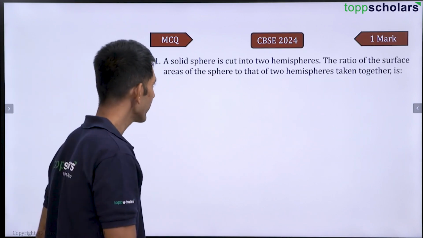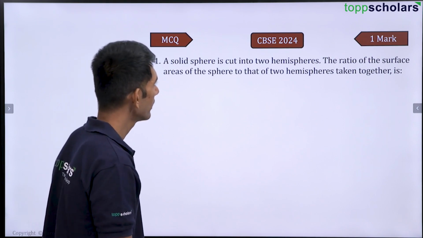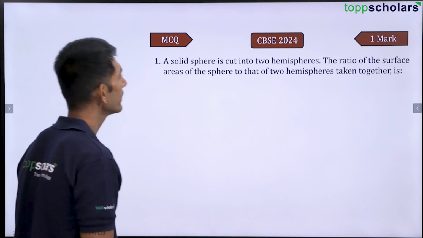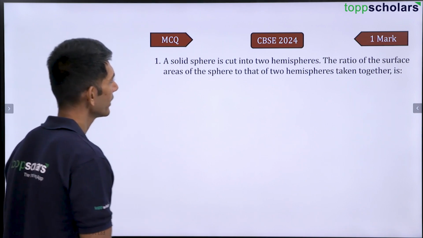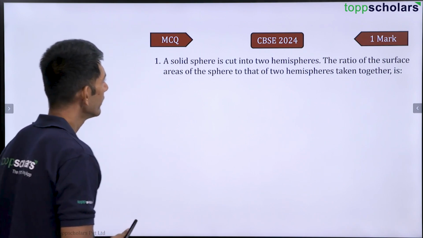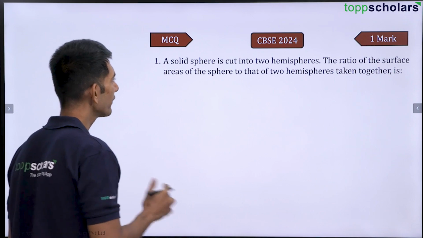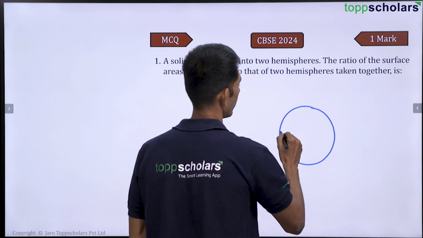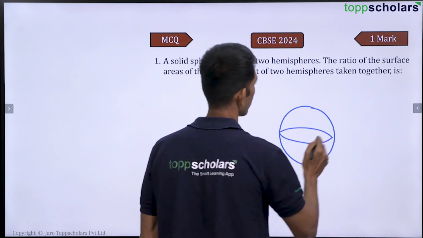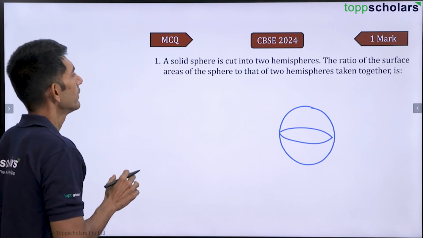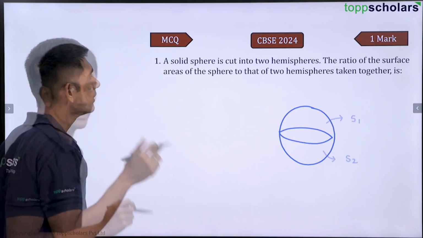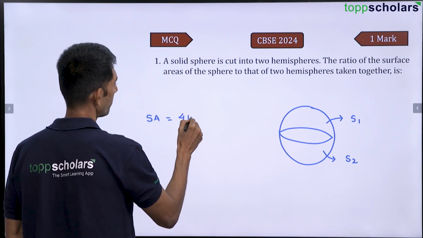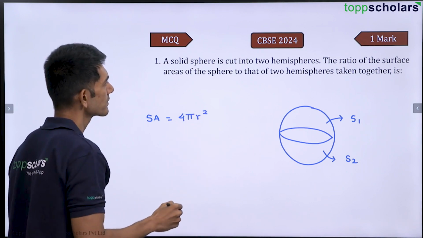It says a solid sphere is cut into two hemispheres. The ratio of the surface area of the sphere to that of two hemispheres taken together is what? Okay. So see, a solid sphere is cut into two hemispheres, right? So after cutting this into two hemispheres, here the surface area of the sphere is going to be 4 pi r square, correct?